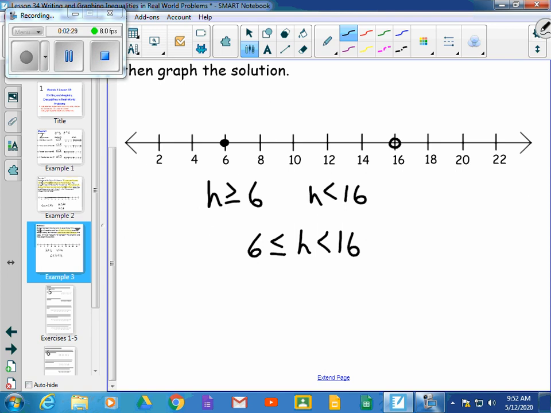Are there parts to hours? Absolutely, so we're going to put a solid line between them. If there were no parts to the hours, we'd only put dots on the integers, on the whole values. So this here shows that he can work 6, greater than 6, but it has to be less than 16 hours.